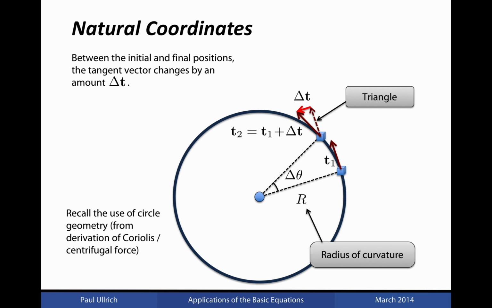So now let's take this vector t1, the initial tangent unit vector associated with the flow, and move it up to position 2 so that we can draw a triangle. Although it looks like it's not perfectly a right angle triangle, we'll get into that in more detail in a moment. We're going to define this change in the tangent vector as delta t. So delta boldface t, again a vector, is the vector difference between t2 and t1, or in other words, t2 is equal to t1 plus delta t.